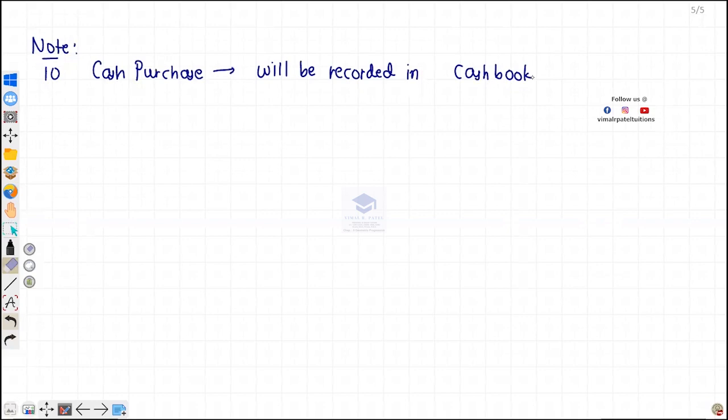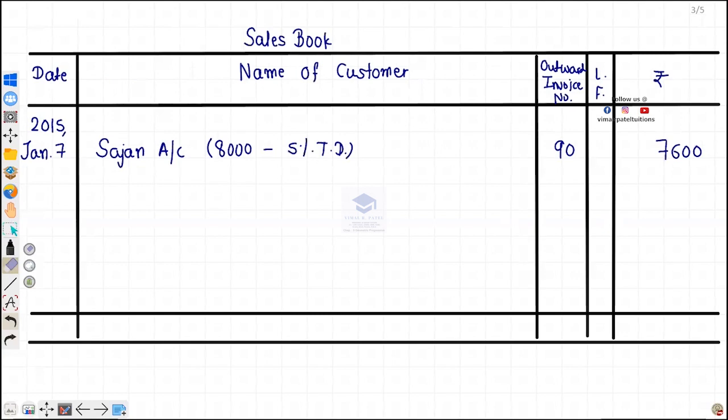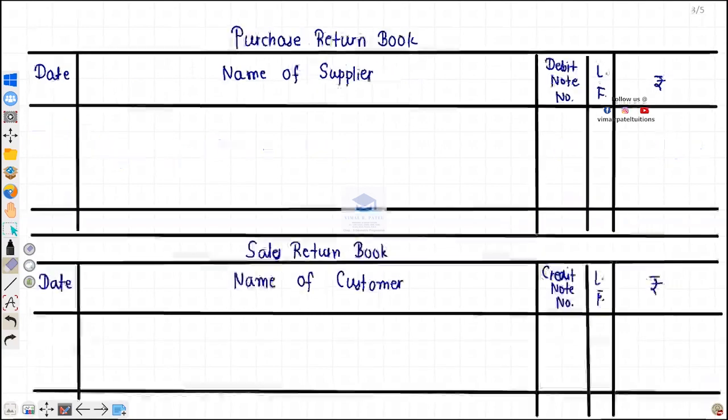Then 11. Goods of 2,000 returned by Sajan, for which credit note 15 was sent to him. We sold goods to Sajan on 7 January. Out of that, he is returning goods worth rupees 2,000. So that will be recorded in the sales return book.